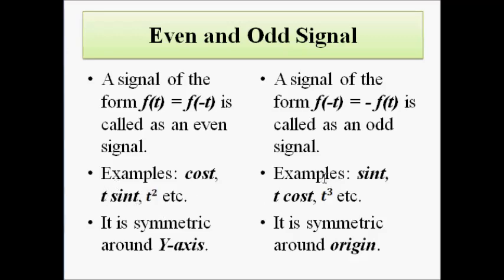Examples of odd signal are sin t. Sin is an odd function, so of course it will be an odd signal. T cos t, t cube, to name a few. An important property of even signal is that it is symmetric around the y-axis, whereas the odd signal is symmetric around the origin. So here, have a look.